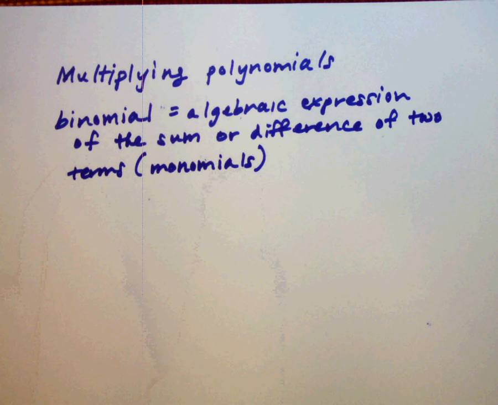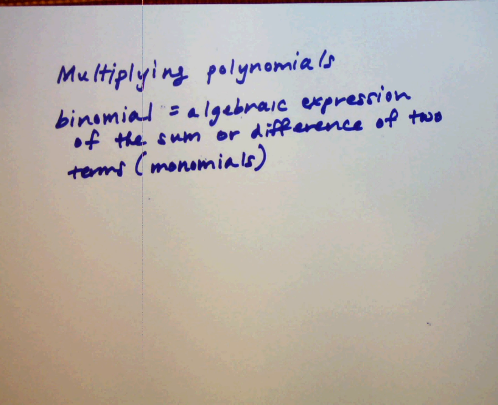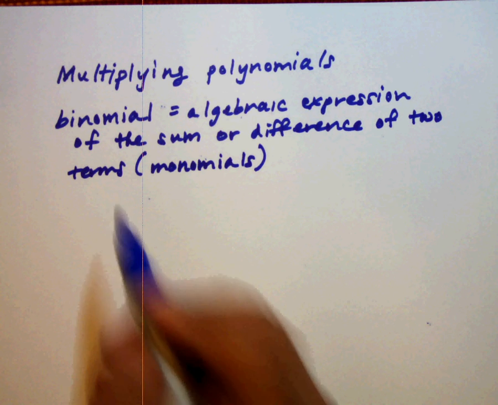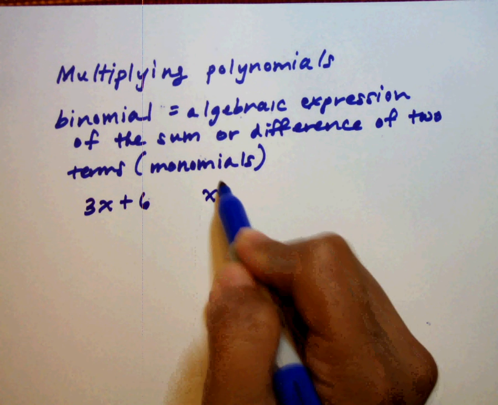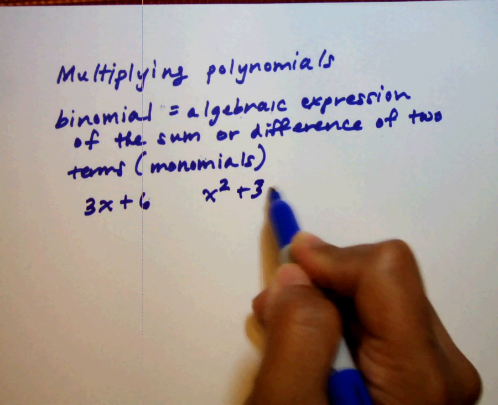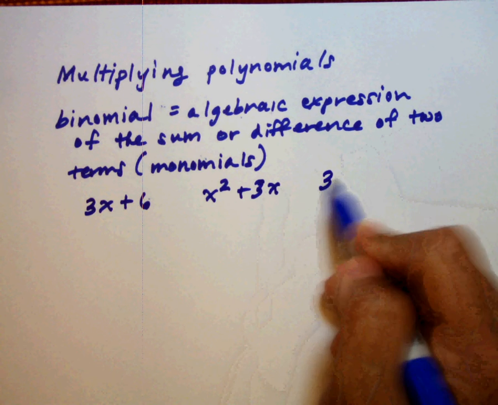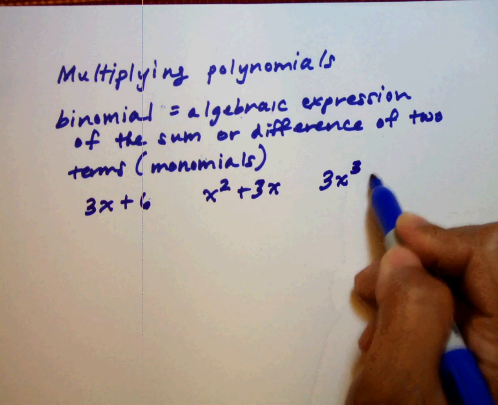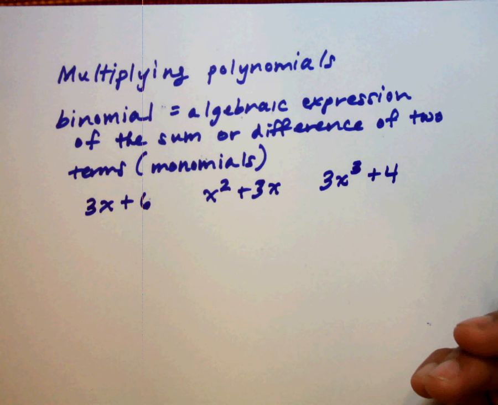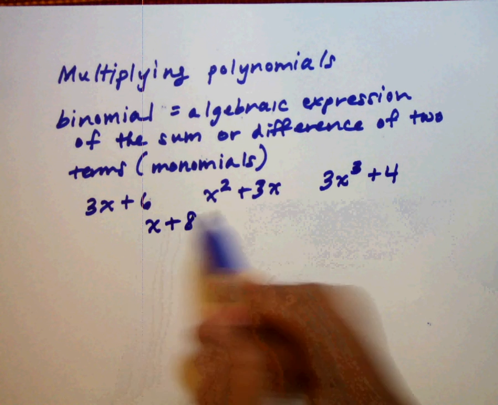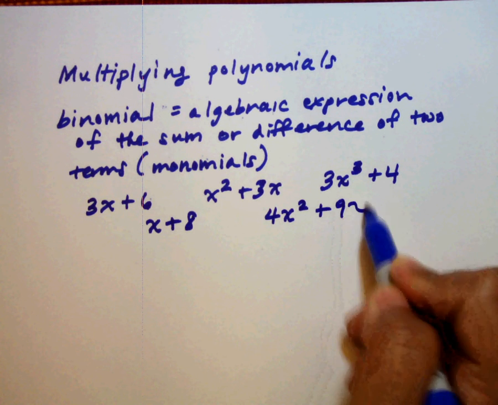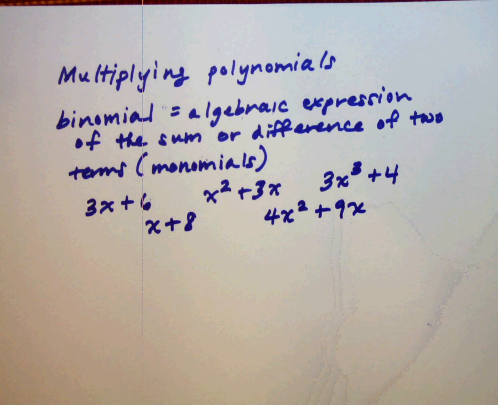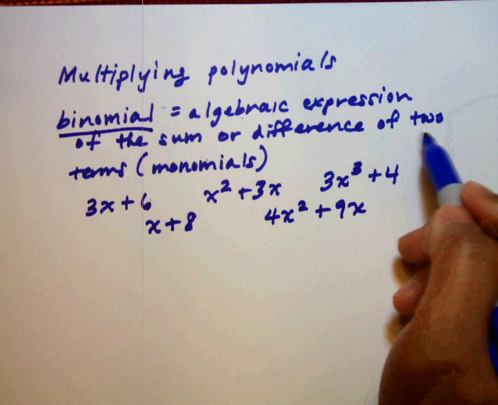And some examples for a binomial are 3x plus 6, x squared plus 3x, 3x to the third power plus 4, x plus 8, and 4x squared plus 9x. All of these are binomials. Just think about it. Binomials are two terms that's dealing with a sum or a difference.